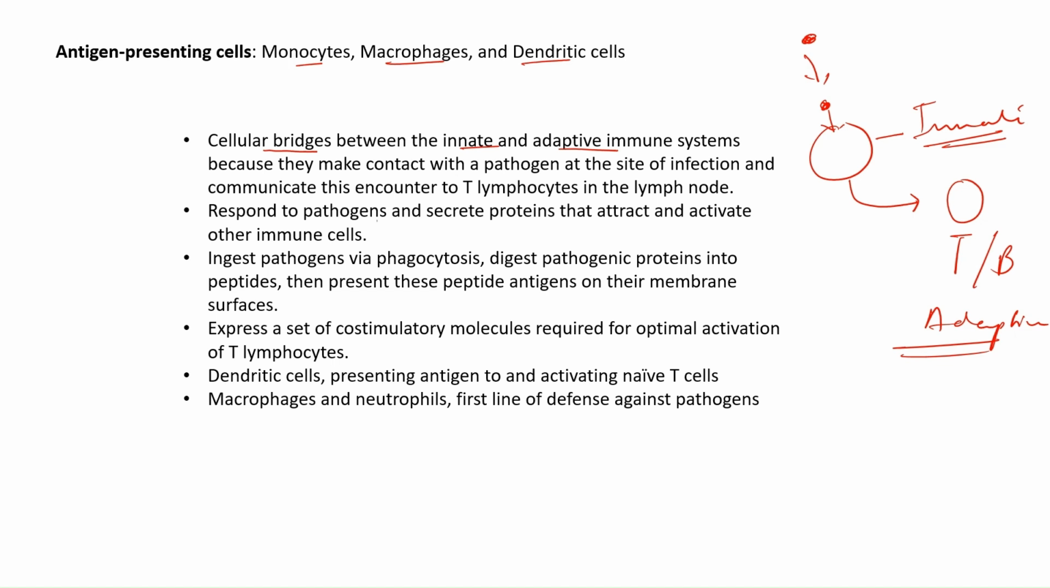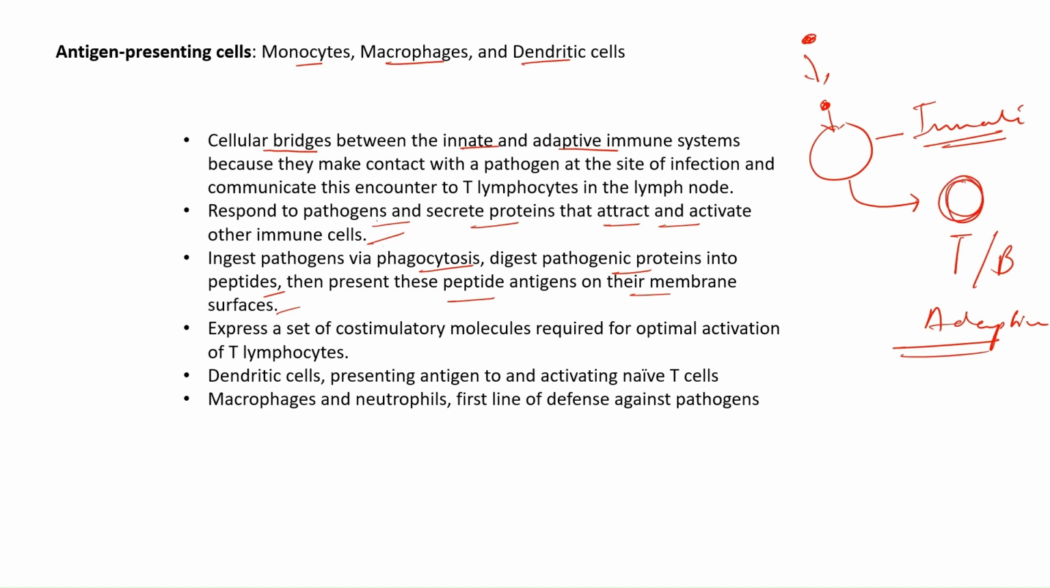These cells respond to pathogens and secrete some proteins that attract and activate other immune cells. They ingest pathogens via phagocytosis, digest pathogenic proteins into peptides, then present these peptide antigens on their membrane surface. As I told, they will interact with the antigen. After interacting with the antigen, they will present some part of the antigen to these T and B cells.